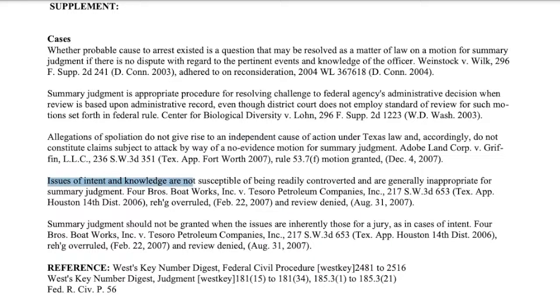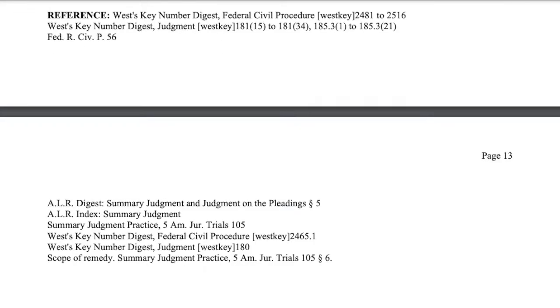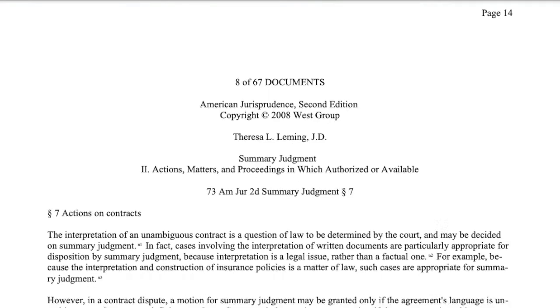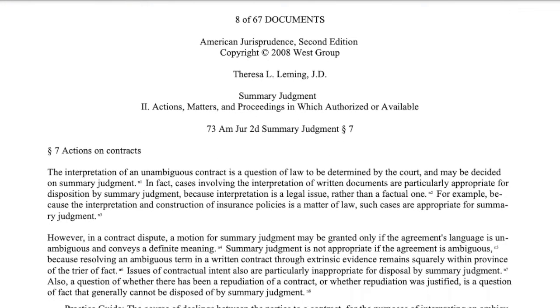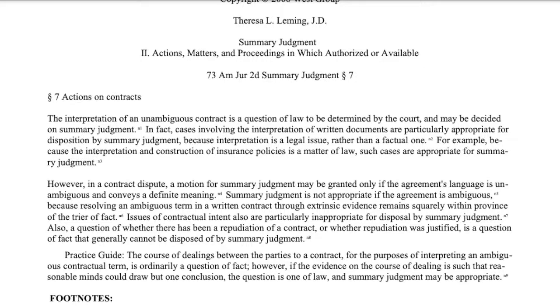Issues of intent and knowledge are not susceptible of being readily controverted and are generally inappropriate for summary judgment. So issues of intent and knowledge, those are not good ones for summary judgment. Summary judgment should not be granted when issues are inherently those of a jury, as in cases of intent. Okay, so we get that. So certain classes of cases, intent, fraud, detailed knowledge, they're not eligible for summary judgment, it seems.